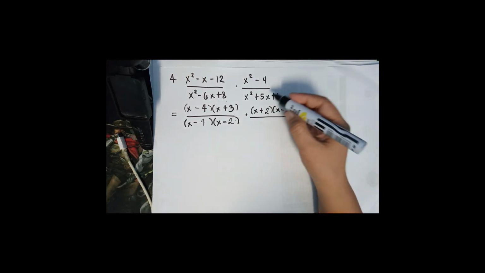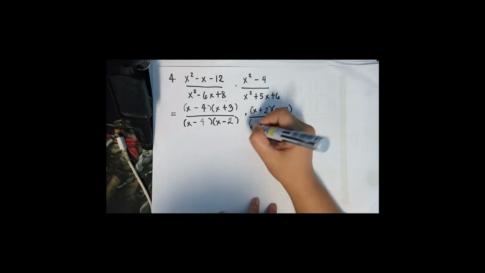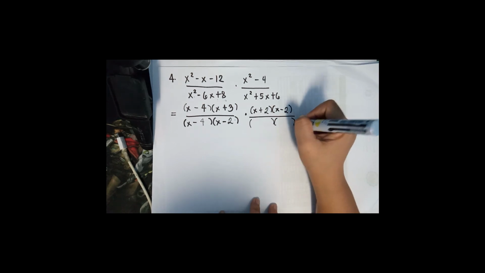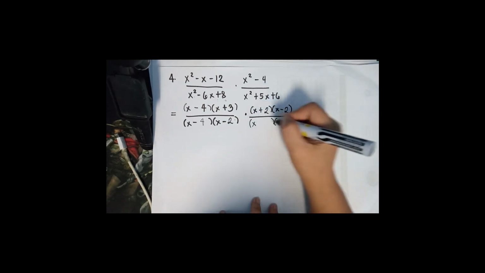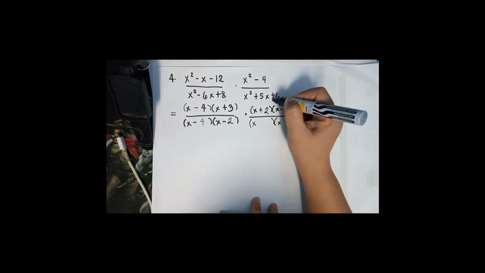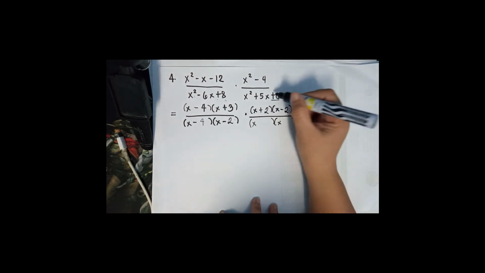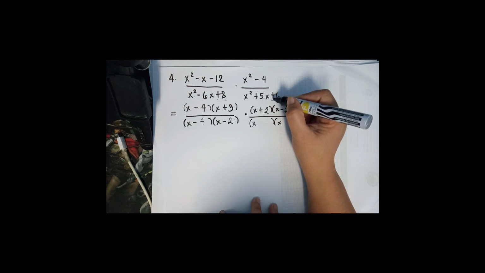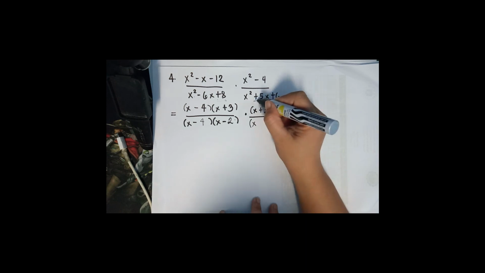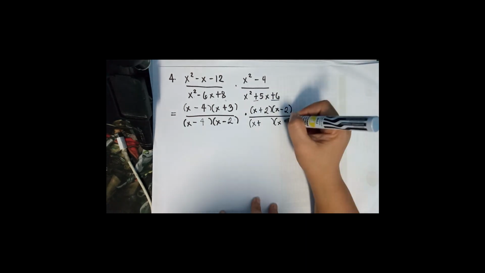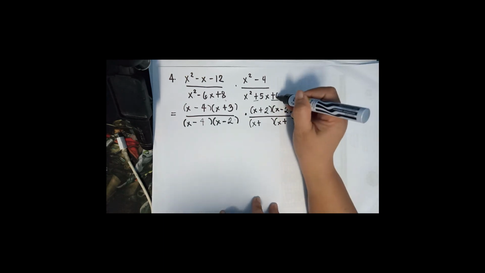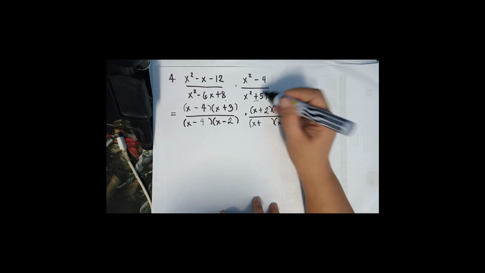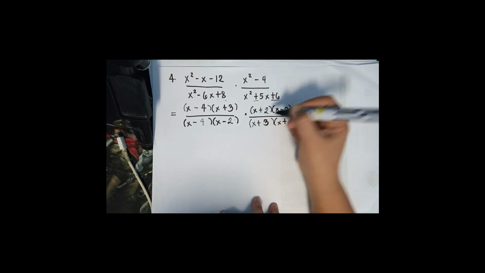Over. Since this is a trinomial, again, construct two parentheses. Factors of x squared, x. And since our last term is positive, then they have the same sign. And the signs are positive. What will be the factors of 6 that if you will add, the answer is 5? That is 3 and 2.